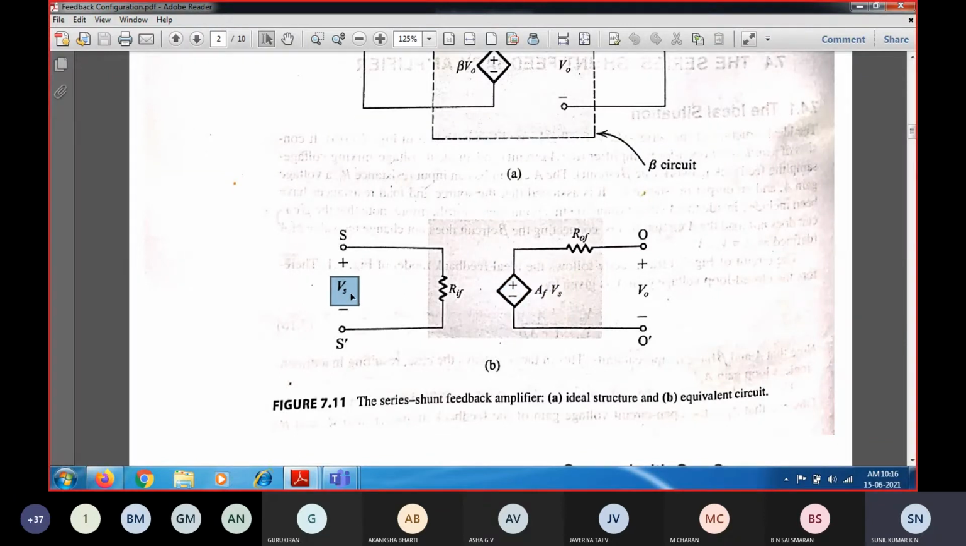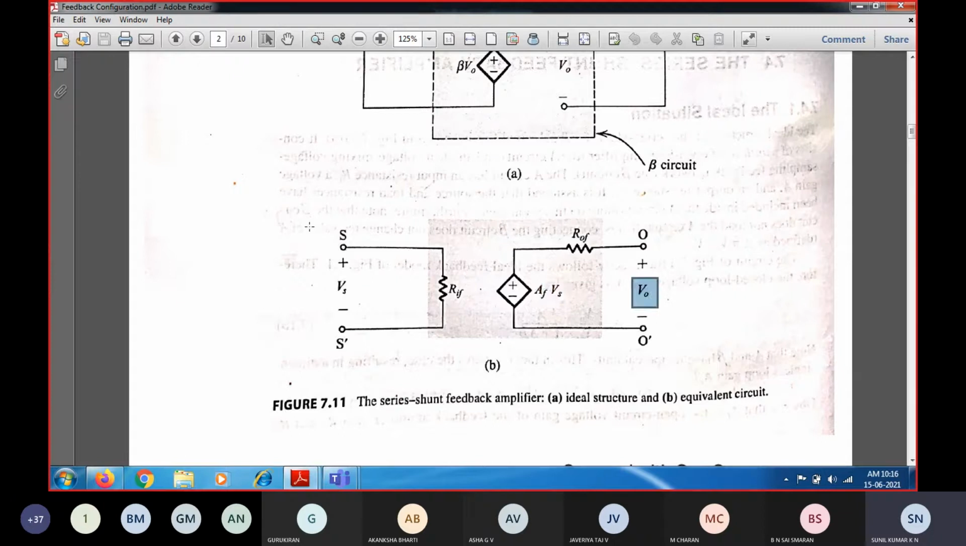So the input voltage we are going to apply is Vs. It is getting amplified to produce the output voltage V naught. So you're going to have AF times Vs, the feedback gain times Vs. That is the amplified version of the input signal, and that is nothing but the output voltage you are going to get.